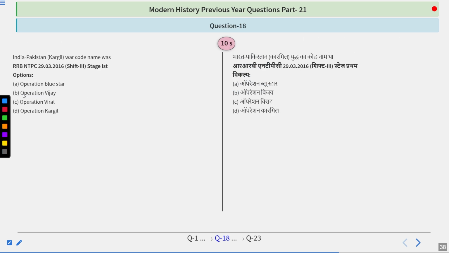The India-Pakistan Kargil War was codenamed: Operation Blue Star, Operation Vijay, Operation Virat, or Operation Kargil. Try to think about it.